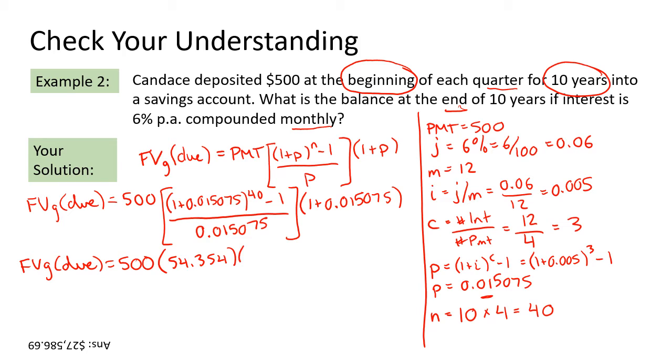Now again, doing this in steps, if you calculated everything in the brackets, you should get 500 times 54.354 times, adding these two up, 1.015075. Multiplying all of those out, you come to a final answer of $27,586.69. Obviously, that number will change slightly depending on how much you rounded each of these numbers before. But again, I'm looking for your process. So if you're only off by a couple cents or a couple dollars, that's not an incorrect answer. That just comes down to rounding.